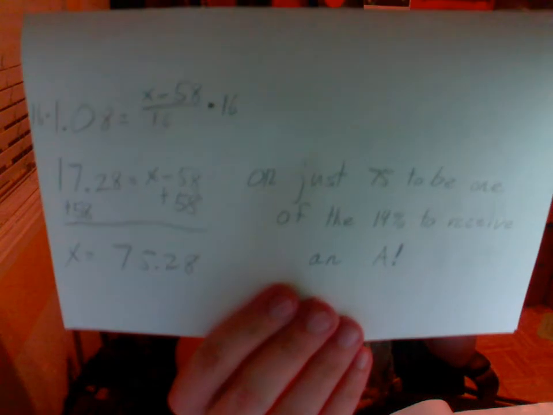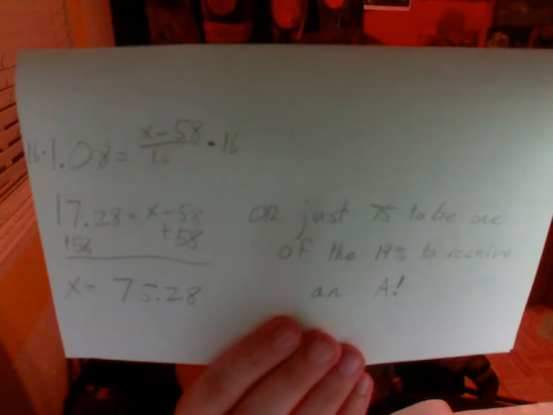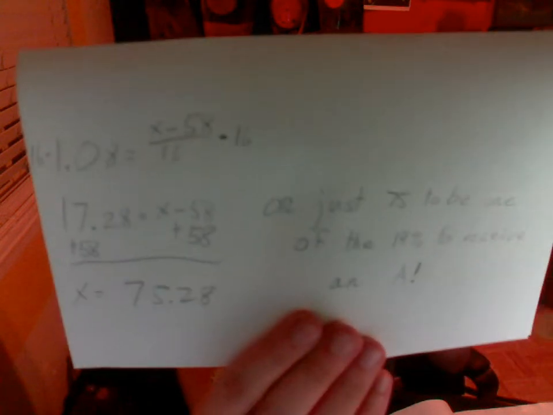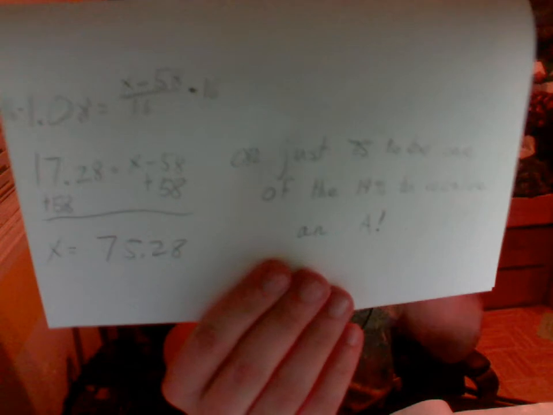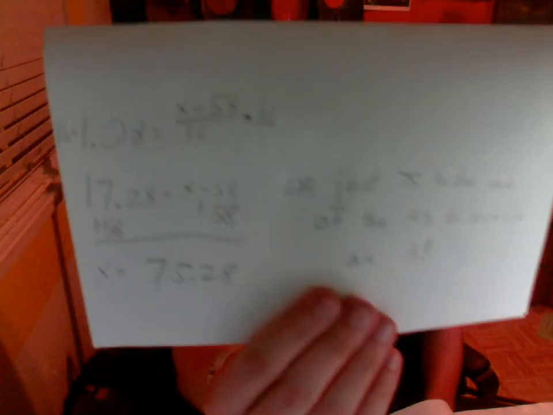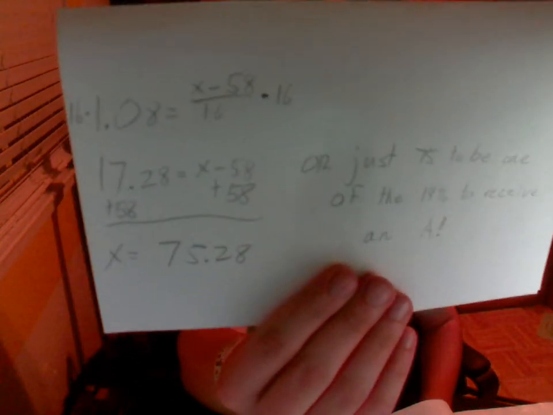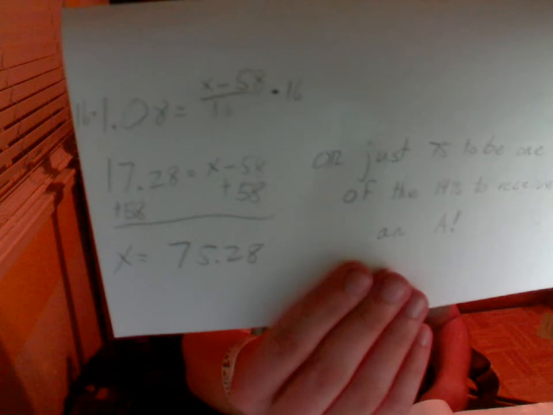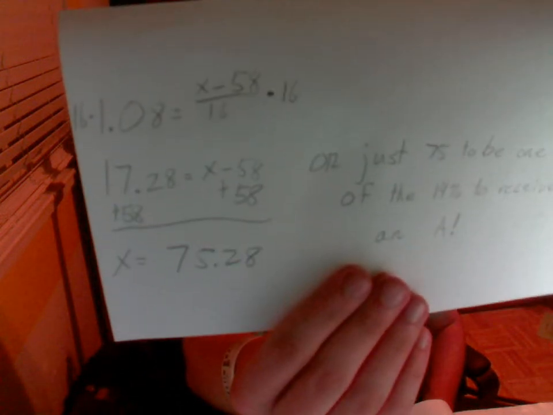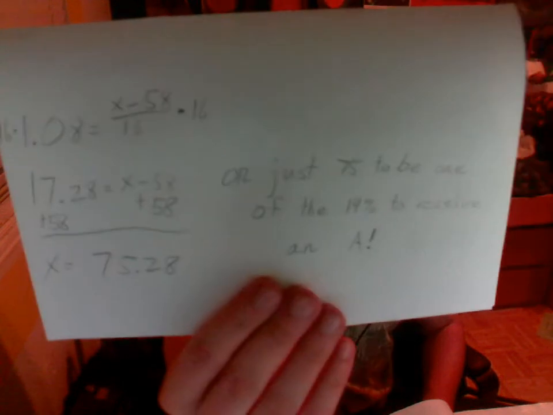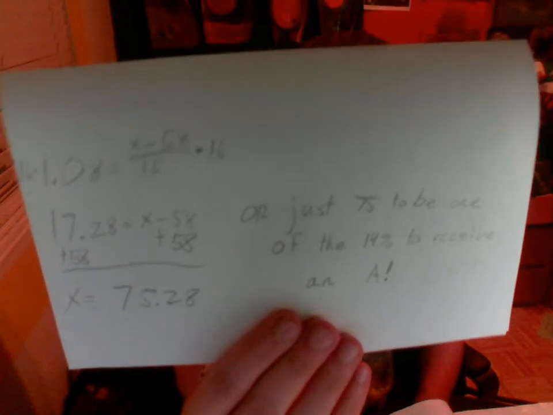Now, the work we actually need to do is on the other side. We need to get x alone. That'll be the minimum score to receive an A, where everyone above that will be the 14% receiving an A. Now we multiply each side by 16 first. That way we get rid of the 16 division below x. Now you'll get 17.28 is equal to x minus 58. Then we add 58 to both sides. Then you get x equals 75.28, or just 75 for 14% of the students to receive an A.